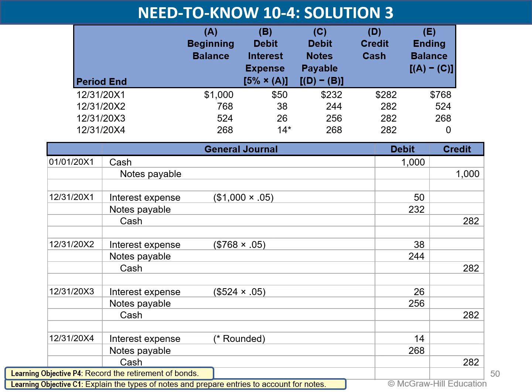Then the next month, we have an interest expense of $38 and a principal pay down of $244. Cash out the door of $282, and so on and so forth, right? So you're just putting these numbers, the interest and the principal, in a journal entry form. Okay.